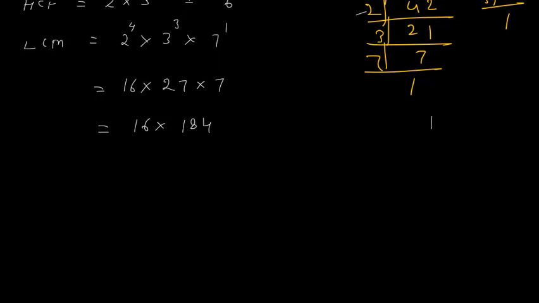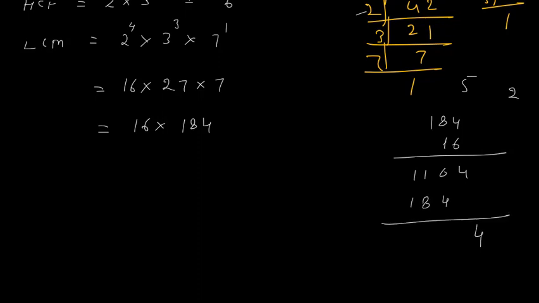So 184, we will multiply by 16. So 6 fours are 24, 2 carry, 6 eights are 48, 48 plus 2, 50, 5 carry, 6 ones are 6, 6 plus 5, 11. Then 1 four is 4, 1 eight is 8, 1 one is 1. So this is 4. Then 4 plus 0 is 4, 8 plus 1 is 9, 1 plus 1 is 2. Okay, so this product we got as 2944 is the LCM.